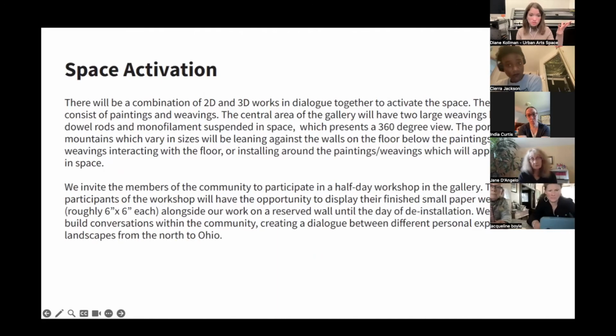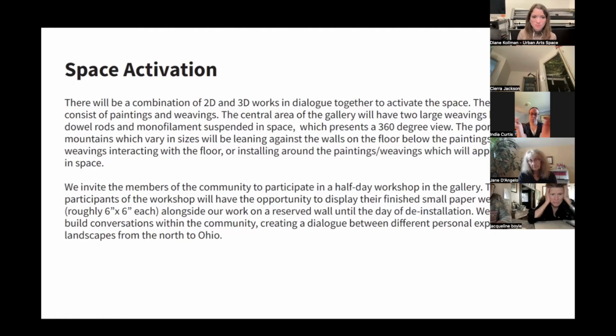They're saying there's 2D and 3D works in dialogue together. The walls will have paintings and weavings. The central area will have two large weavings hung by dowel rods, monofilament suspended in space, which presents a 360-degree view. And here's how the sculptures will be installed. Then they mention the workshop they'll be having as part of how the community can engage, where they would create small paper weavings that would be on display in the gallery as well.